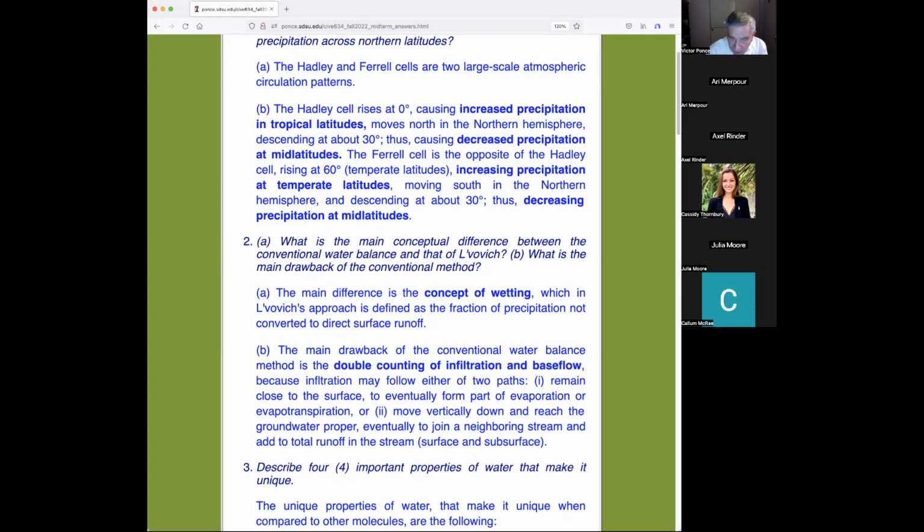B, the main drawback of the conventional water balance method is the double counting of infiltration and base flow. Because infiltration may follow either of two paths: remain close to the surface to return as evaporation and evapotranspiration, or move vertically and reach the groundwater proper, eventually to join a neighboring stream and add to the total runoff in the stream. So there is a double counting if you consider that infiltration is separate from evapotranspiration, which it is not. Water can infiltrate and come back as evapotranspiration. So there's a double counting.